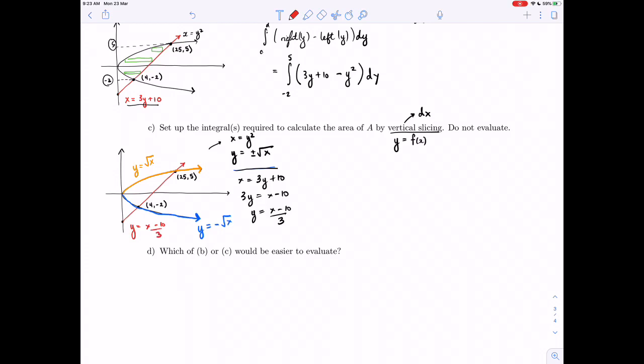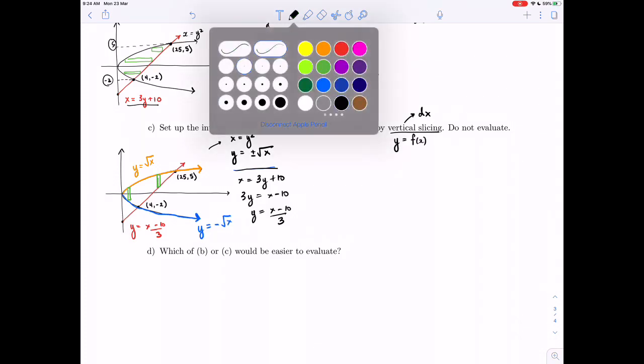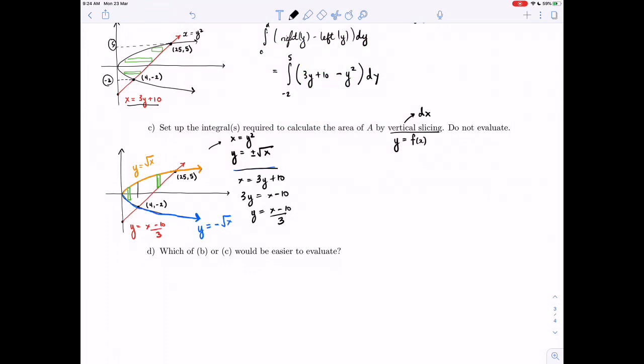And then if we imagine drawing our rectangles vertically this time, we see that rectangles drawn over here are going to go from the blue on the bottom to the orange on the top, whereas rectangles drawn over here are going to go from the red on the bottom to the orange on the top, which means that we need to split our region in two. We're going to have the first region from 0 to 4, and the second region from 4 to 25.